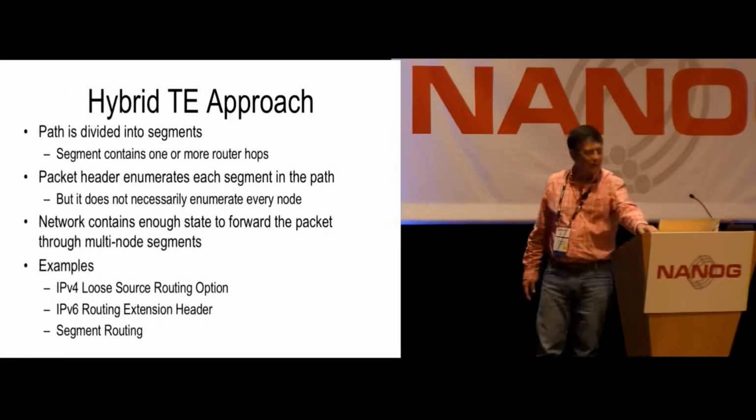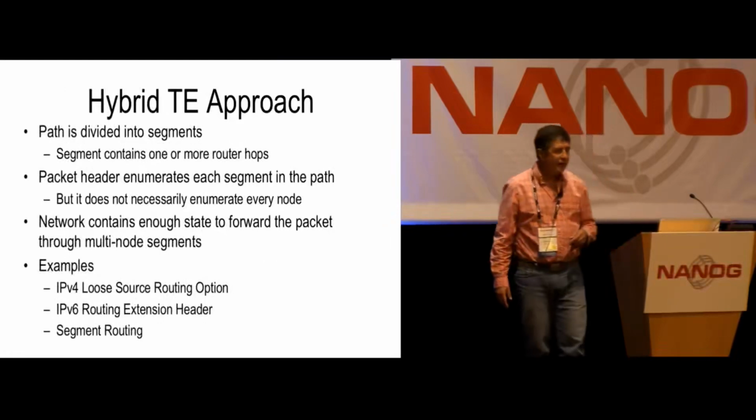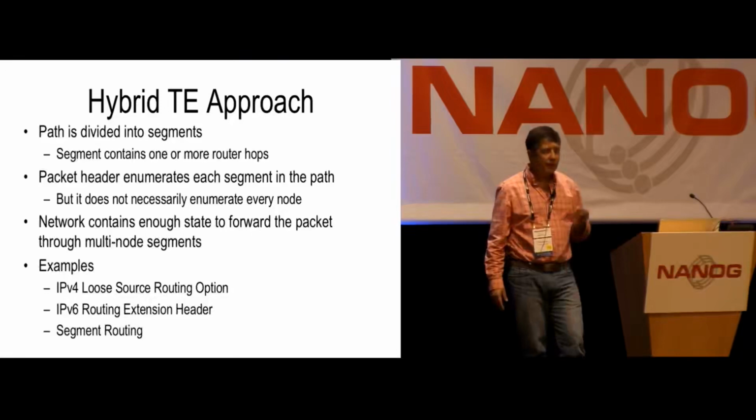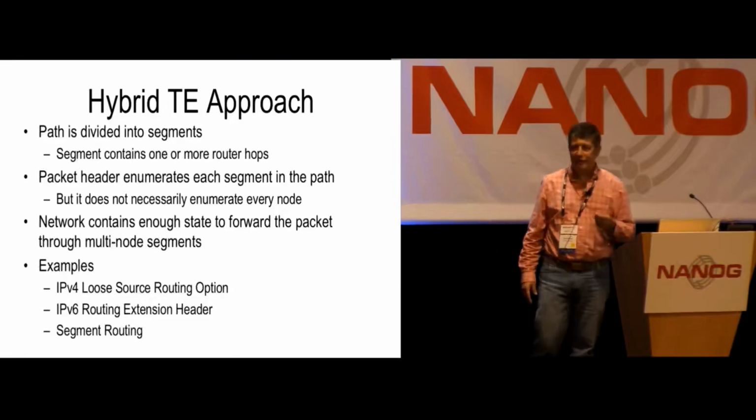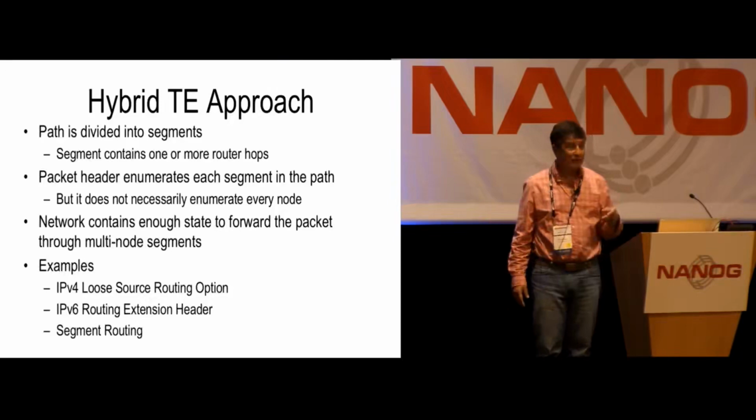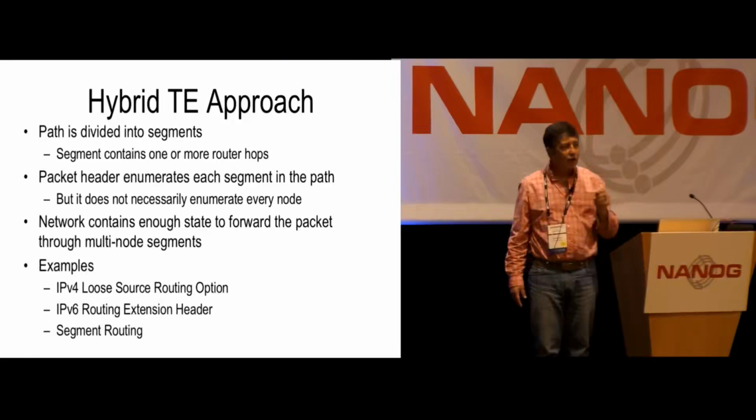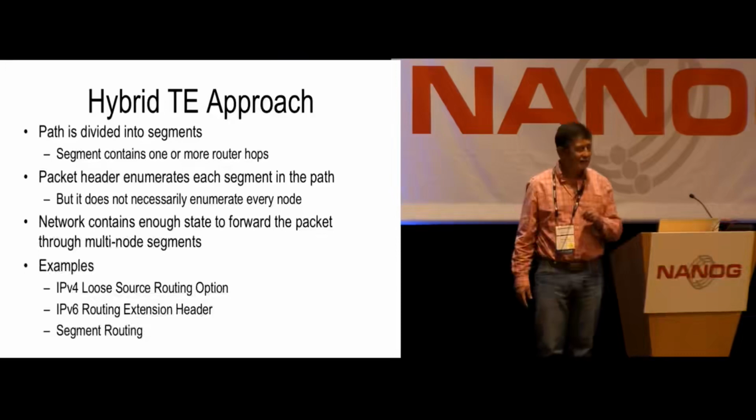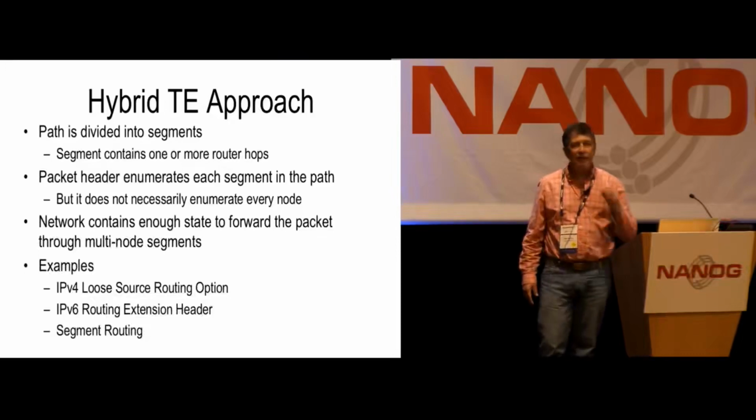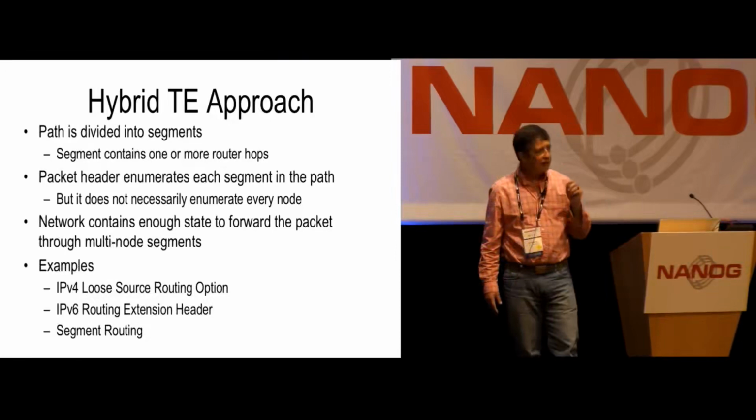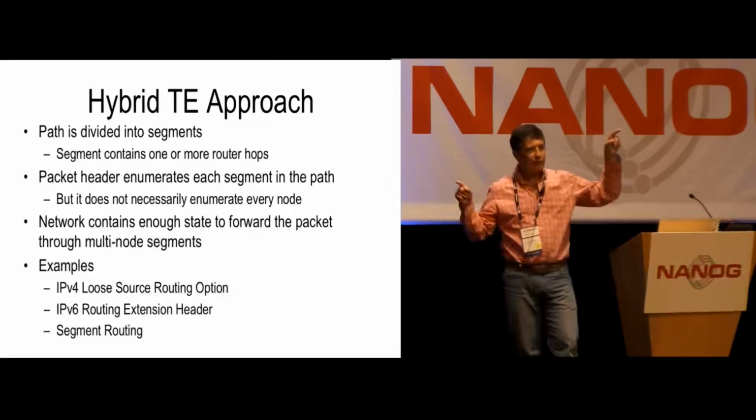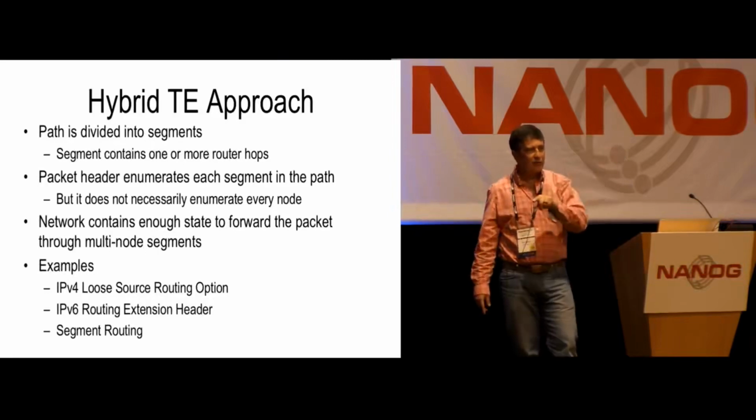And let's talk about that something in the middle. In this hybrid approach, we divide the path into segments. Sound familiar? We just saw a picture of that, a path divided into segments. The packet header lists all of the segments, but not every node. It just lists the segment endpoints. The network has enough state in it to get you from the ingress of a segment to the egress of a segment, but the packet has what's needed to get you from segment to segment.